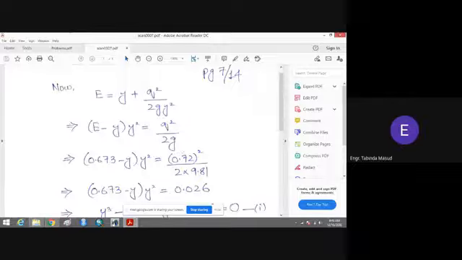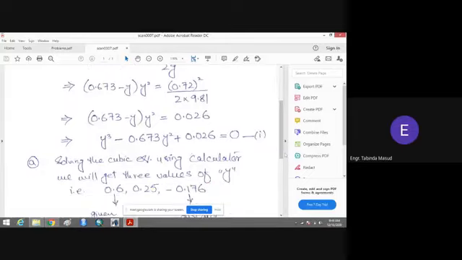So this is the value for the square of q. This is the value of 2g. And I have already got the value of E equal to 0.673. So this is the simplified form of the equation. And if you simplify it further, you get this cubic equation.